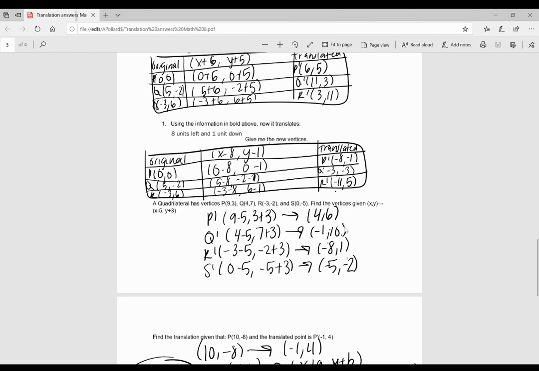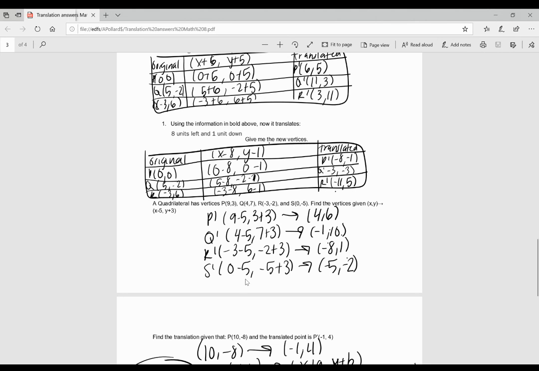Then we plug in 4 minus 5, which is negative 1. 7 plus 3 is 10. Then negative 3 minus 5 is negative 8. Negative 2 plus 3 is 1. We have to be careful with our plus and minus signs. Sometimes we'll do negative 2 plus 3 is 5. That doesn't make sense because it's negative 2 plus 3. So make sure you're careful with that.